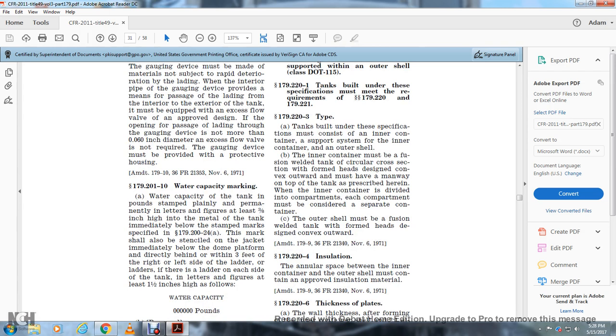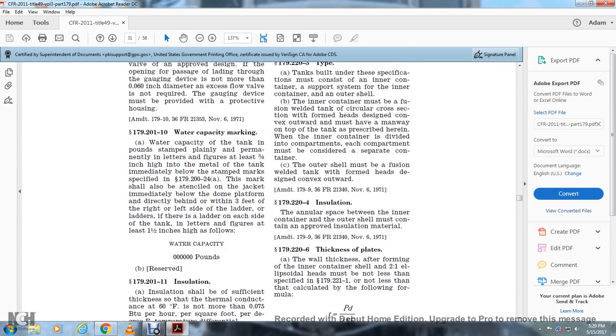179-201 water capacity marking. Water capacity of the tank in pounds must be stenciled plainly and permanently in letters and figures at least 3/8 of an inch high on the metal of the tank immediately below the stamp mark specified in 179-224A. The mark shall also be stenciled on the jacket immediately below the dome platform, directly behind, within 3 feet of the right or left side of the ladder, or ladders if there is a ladder on each side of the tank, in letters and figures 1 1/2 inches high as follows: water capacity, then pounds.